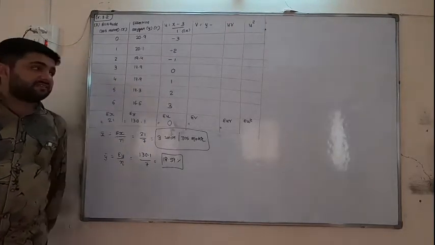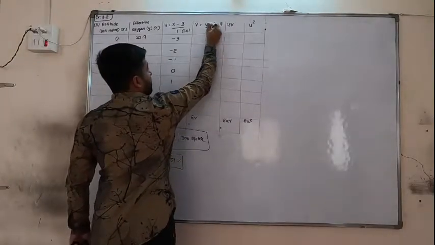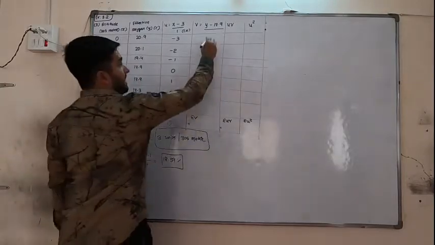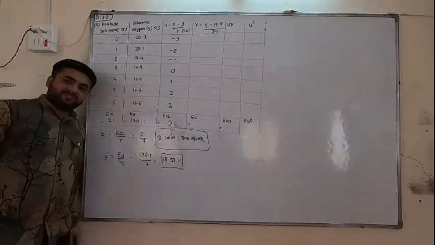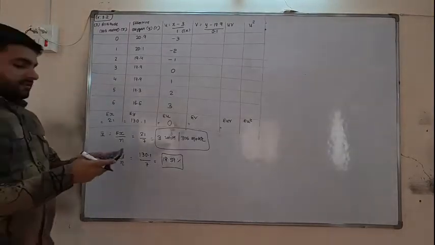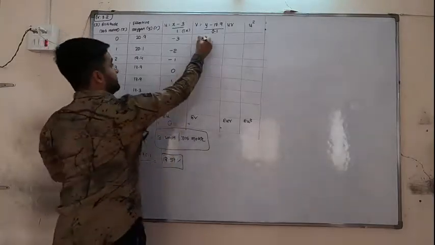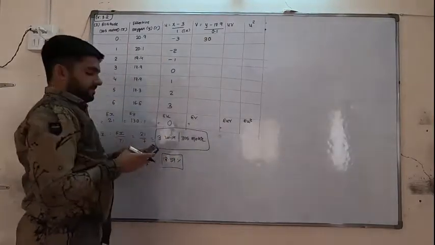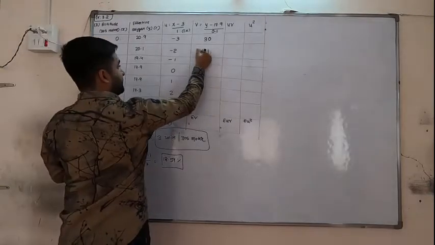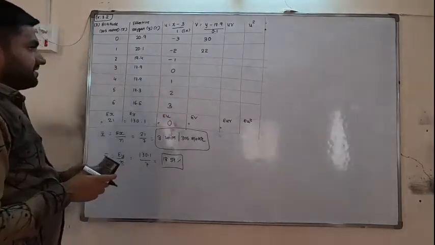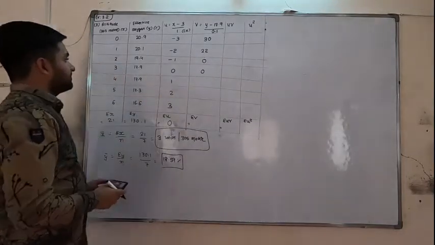Now here we have to take the scale, and which value we will take? 17.9, as it is repeating. Now we will divide by 0.1, because after decimal we have 1 point each. So we will divide by 0.1. So 20.9 minus 17.9 divided by 0.1 is 30. 20.1 minus 17.9 divided by 0.1 is 22. 17.9 minus 17.9 is 0.